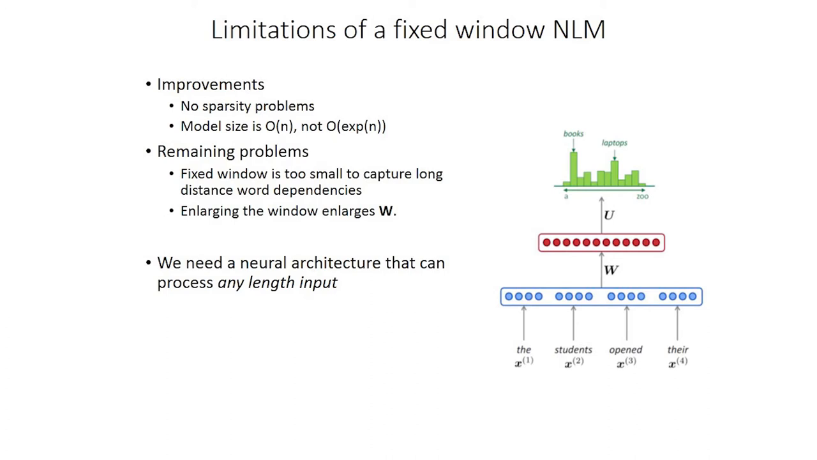We have a fixed window. So long-distance relationships or dependencies between words will not be captured. Enlarging the window will enlarge the set of parameters that we need to learn. So we're going back to what we had with the earlier language models as well. So we need an architecture that can process any length of words that have been seen before the word we want to predict. And that's where recurrent neural networks come in.